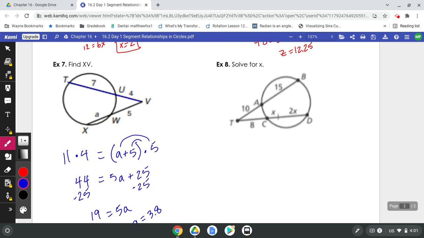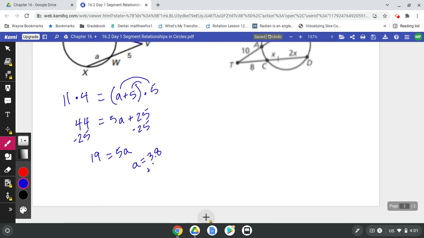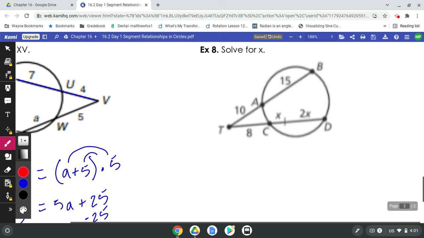Okay, at that point, we need to find what xv is, so we need to add that 5 on. We get 8.8 as our answer. I know I'm moving fast. Sorry, I don't have much time to finish filming this video. I want to get it done.